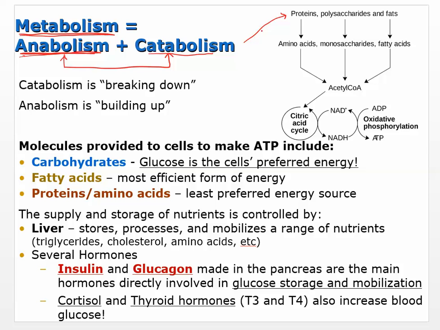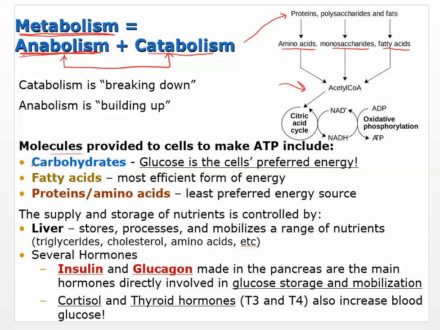When you eat something, you may have for your dinner proteins and polysaccharides and fats. Well, those need to be broken down through catabolic processes, and the proteins will be broken down into amino acids, monosaccharides, and fatty acids. So those things can be broken down, and then I'm just showing here that those things can then be used to make energy, because that's a lot of what we're going to talk about. So molecules that are provided to cells to make ATP include these things: proteins, carbohydrates, and fats.